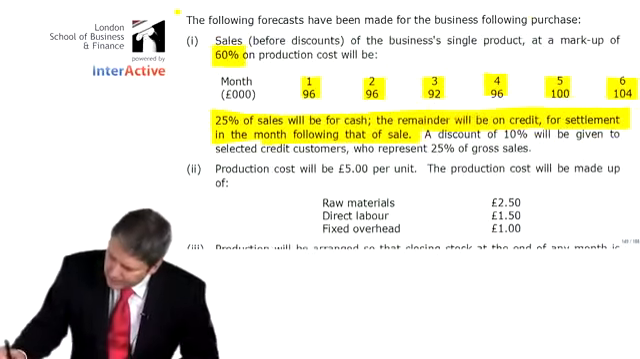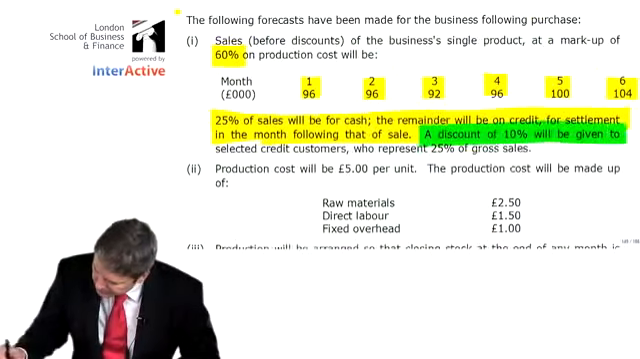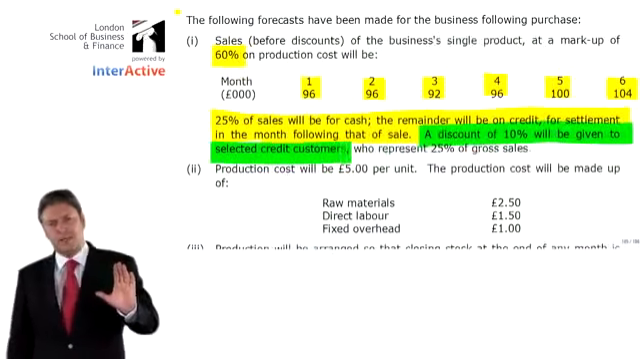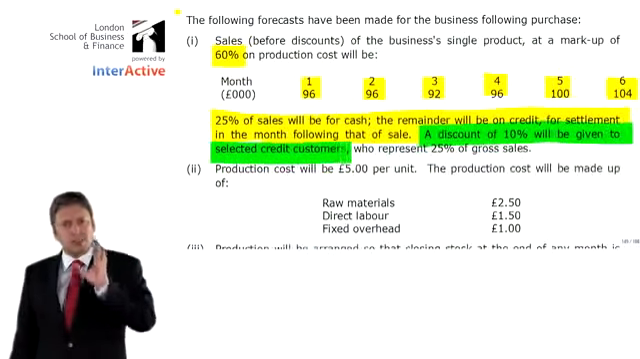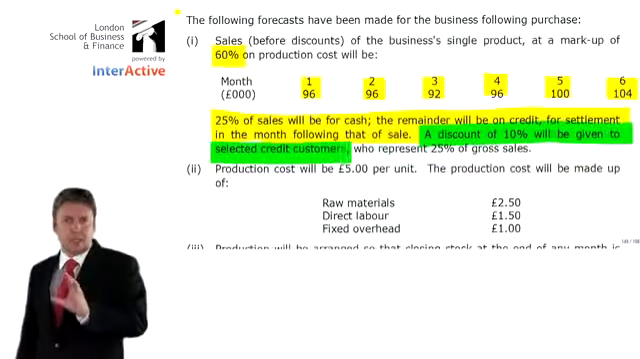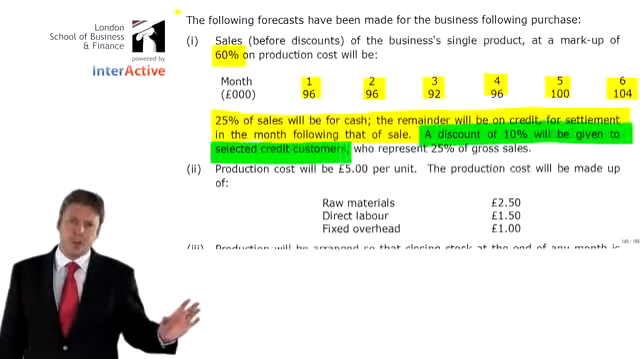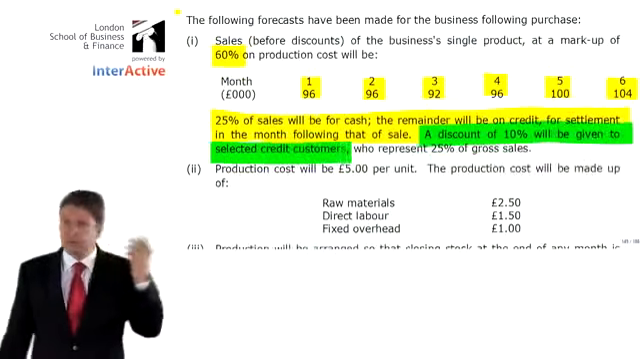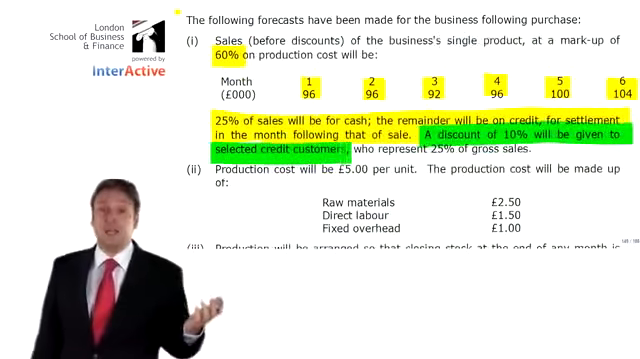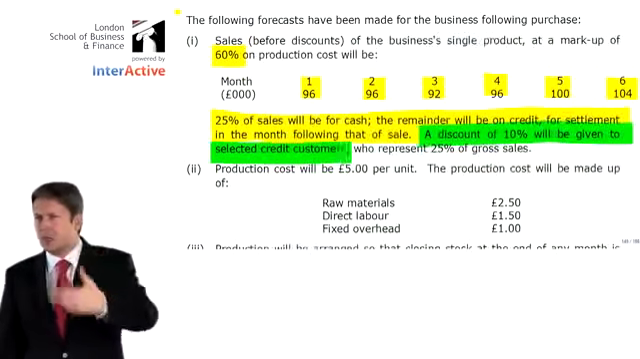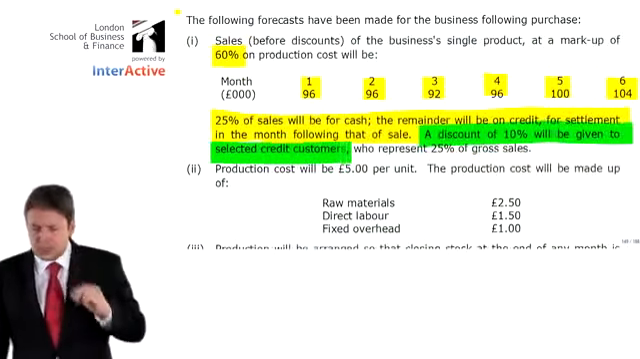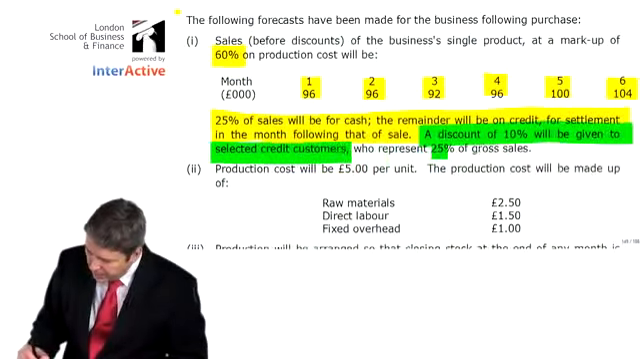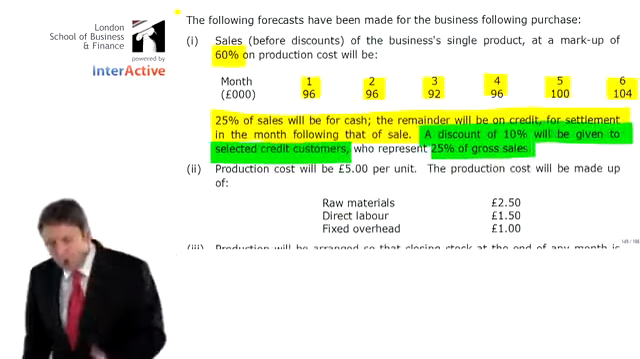What we see here is a discount of 10% will be given to selected credit customers. Now, if we stop there, the discount relates to the credit customers, so it relates to people 1 month in advance. Do you remember those +1 that we talked about before? Okay, don't know what sort of discount it is, but it relates to them and not the cash customers that you may expect. And secondly, it's 10% who represent 25% of gross sales.